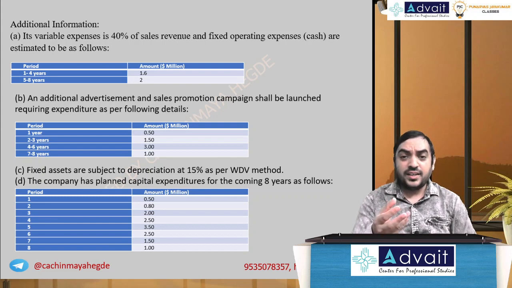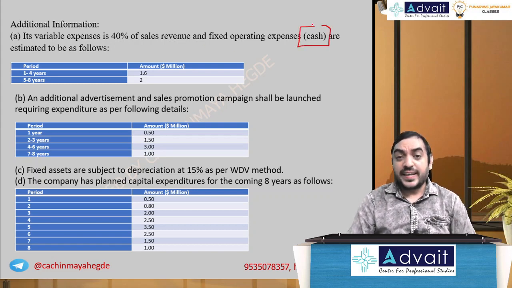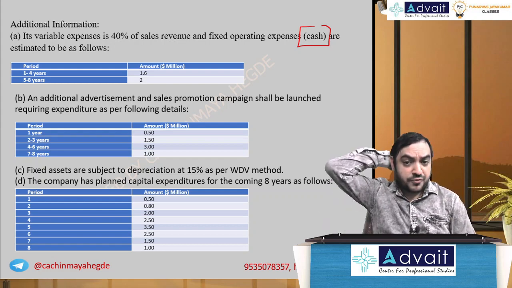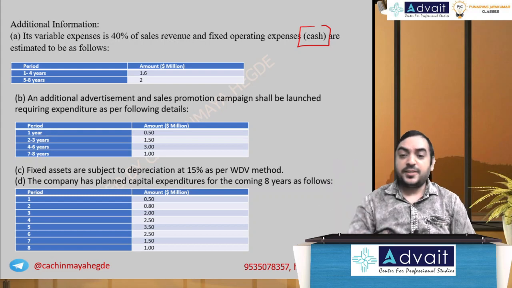What do you understand by the word cash here? Why have they given the word cash? It means it does not include depreciation. Depreciation is to be taken separately. Additional advertisement and sales promotion campaign shall be launched, requiring expenditure as per the following details given. Fixed assets are subject to depreciation at 15% as per WDV method.